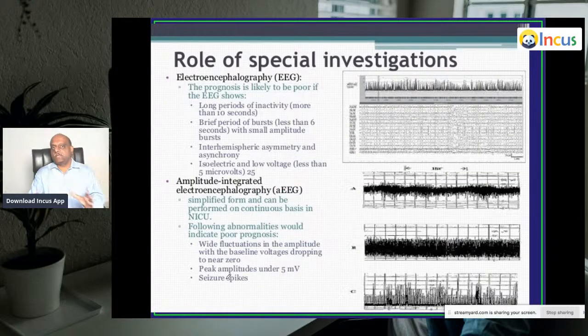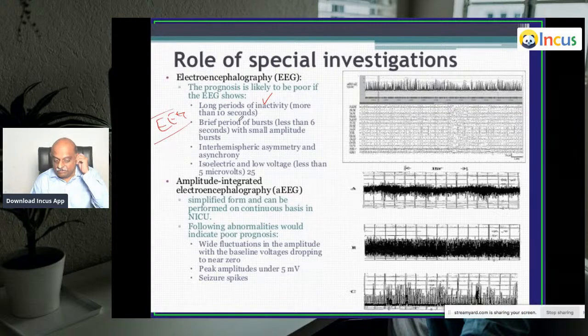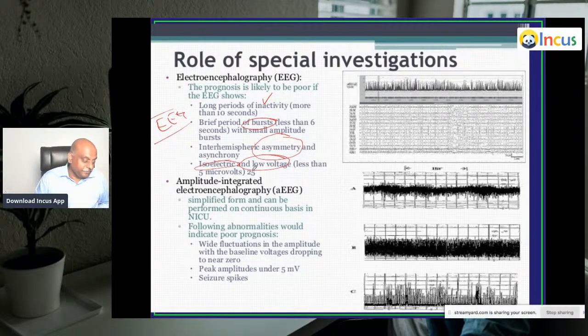Then some special investigations for perinatal asphyxia. Electroencephalography: if you do EEG, it can prognosticate. Long periods of inactivity, more than 10 seconds on EEG, bad prognosis. Brief periods of bursts. Interhemispheric asymmetry, asynchrony between the right and left hemispheres. And the isoelectric and low voltage waves. They're all the bad prognostic EEG signs in perinatal asphyxia, is what you need to remember. Similarly, amplitude integrated EEG is another way.